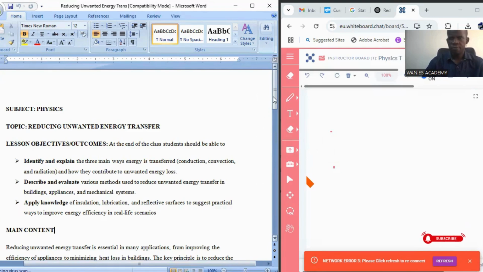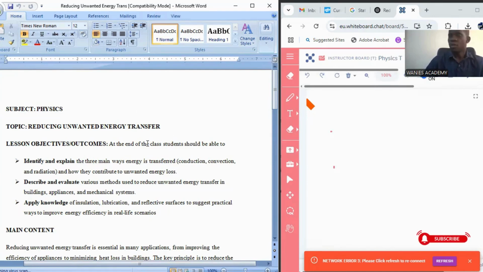Today we are in for our physics lesson, and the topic we are considering this morning is reducing unwanted energy transfer. In our previous lesson, we talked about the law of conservation of energy, which states that energy can neither be created nor destroyed, but it can only be transferred or transformed from one form to another.